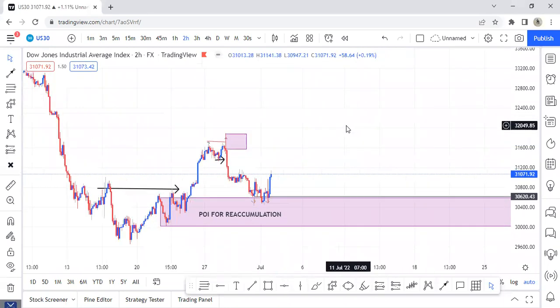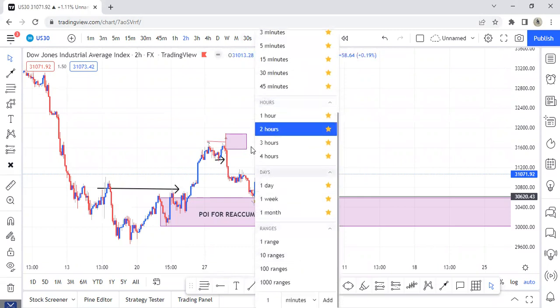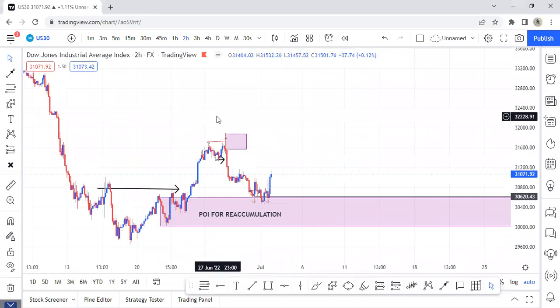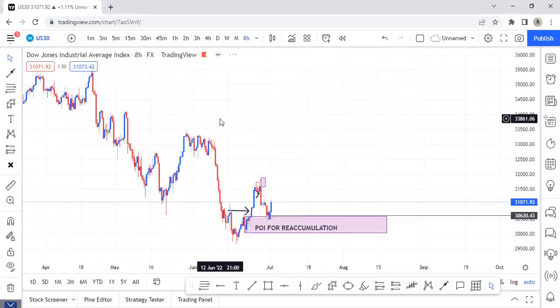All right, so I was looking at US 30. I think I saw this setup on the 8-hour time frame. So look at the 8-hour. Right, so the 8-hour time frame, I was looking at this.